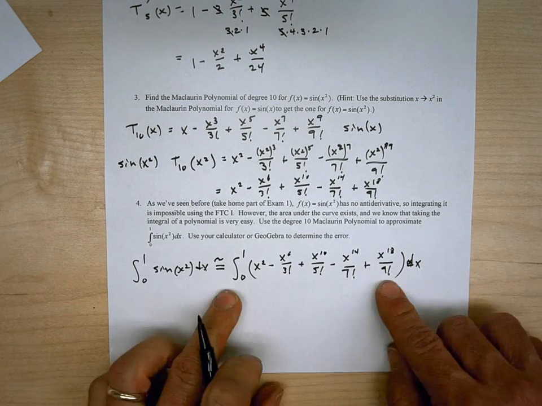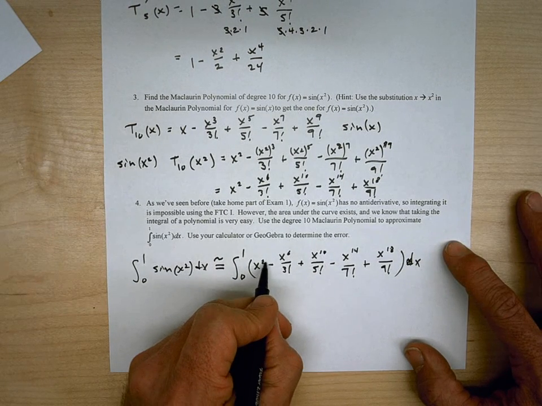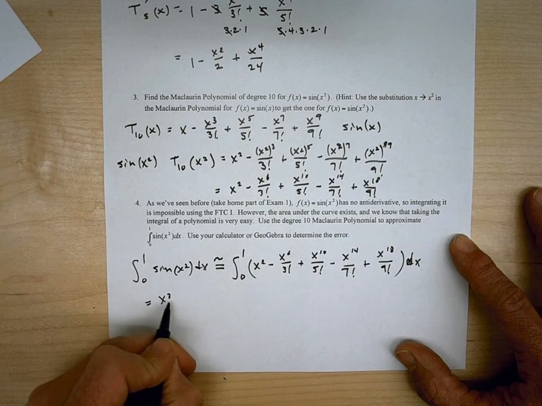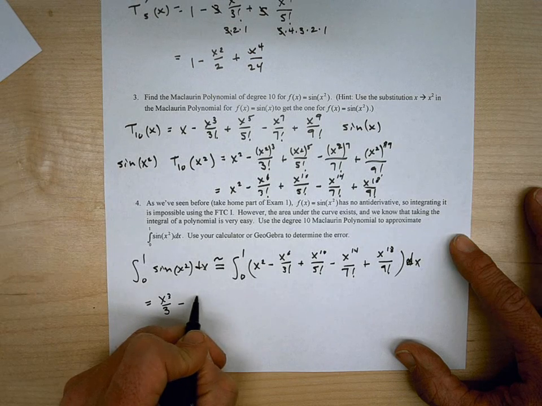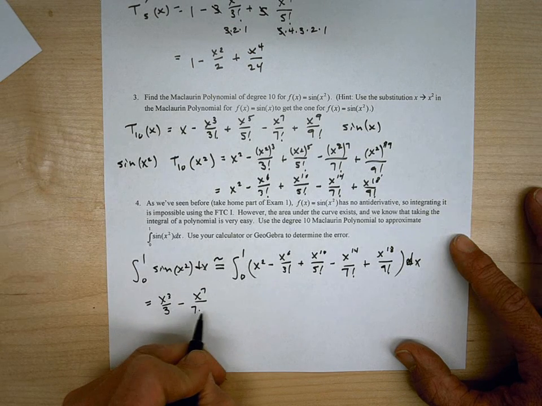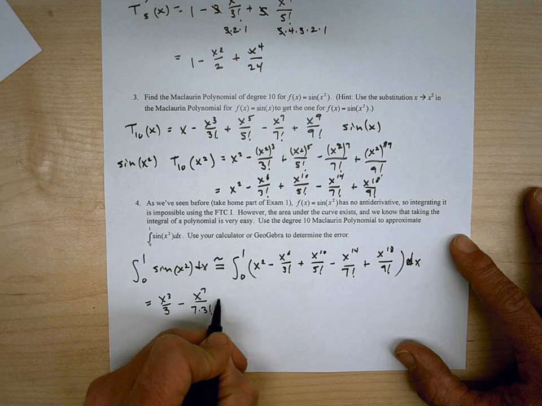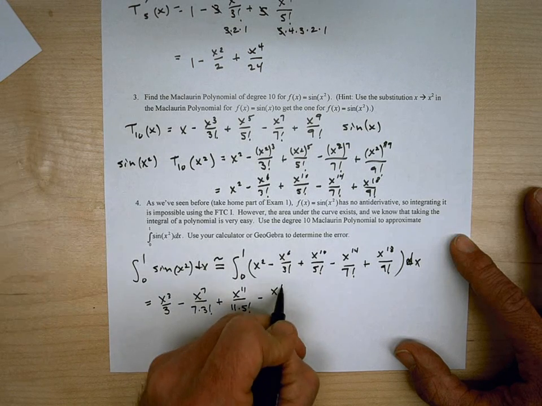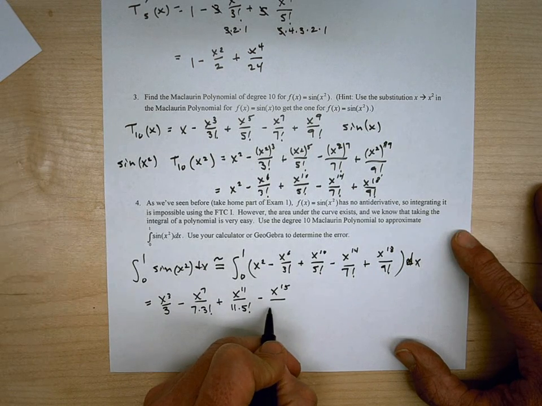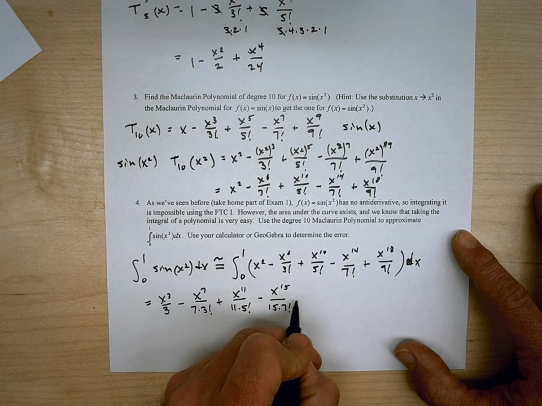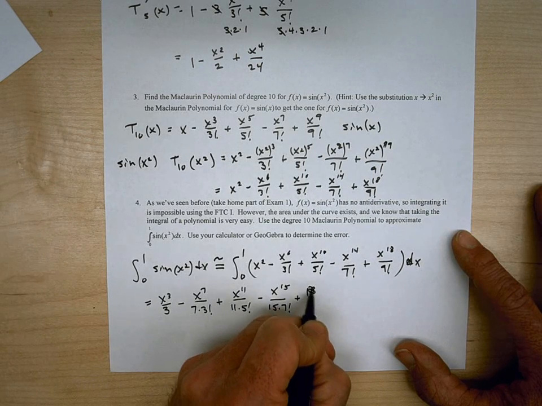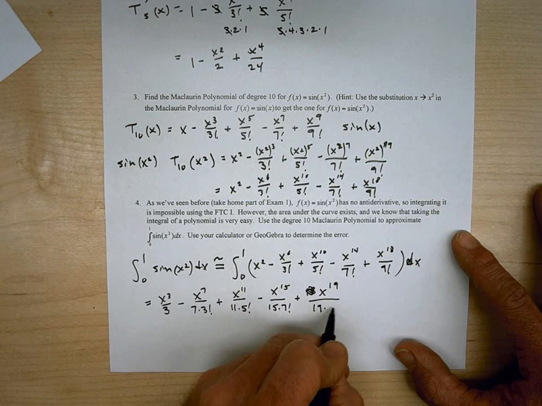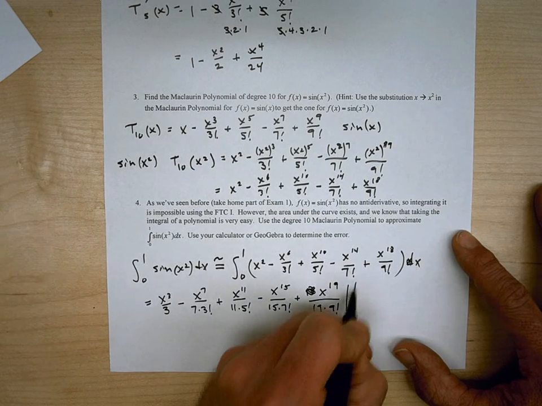All right, so antiderivative, again, we're just going to add 1 to the exponent and divide by the new exponent. So that's going to give me x cubed over 3 minus x to the 7th over 7 times 3 factorial plus x to the 11th over 11 times 5 factorial minus x to the 15th over 15 times 7 factorial plus x to the 19th over 19 times 9 factorial. And this we're going to evaluate from 0 to 1.